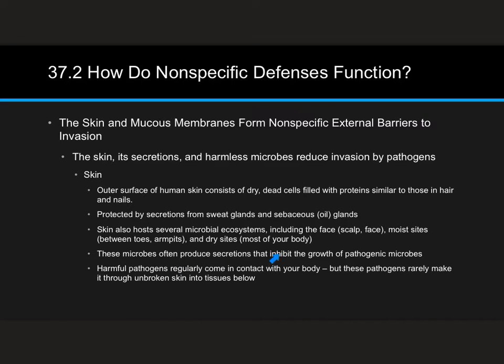And these microbes often produce secretions that inhibit the growth of pathogenic microbes. So, for instance, the bacteria that are in your armpit might be producing a particular type of oil that prevents other stuff from starting to grow there. Harmful pathogens regularly come in contact with your body, but these pathogens rarely make it through unbroken skin into tissues below. So, just that outer layer naturally by itself does a pretty good job of keeping stuff out.